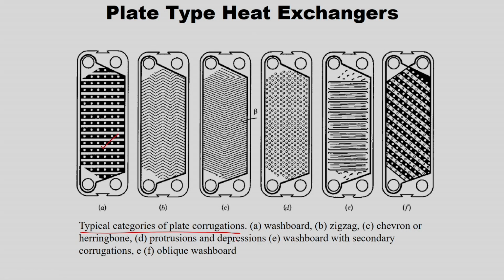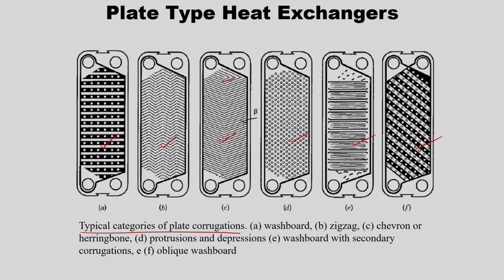So, these are all various categories of plate configuration. This configuration is washboard. This is zigzag, and this is chevron or herringbone, the C type. The D type is protrusions and depressions, E type is washboard with secondary corrugations, and F is oblique washboard. There are different varieties, right. So, that is what I told.